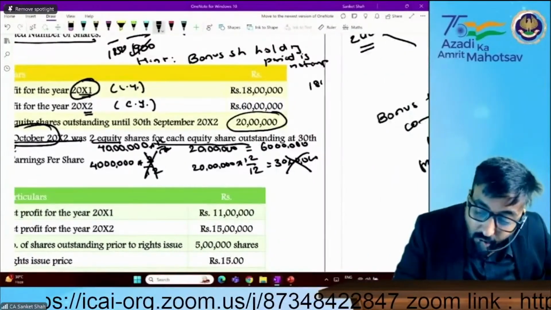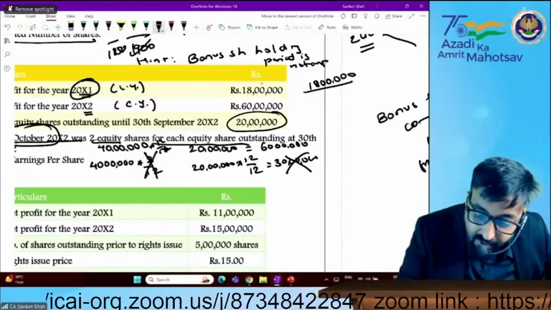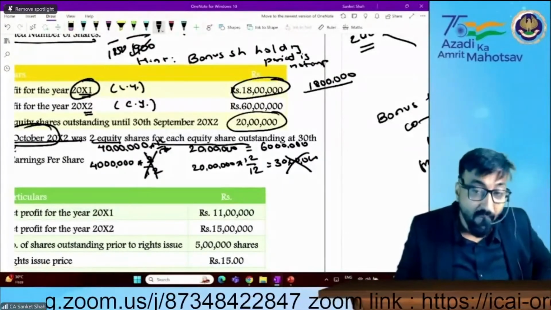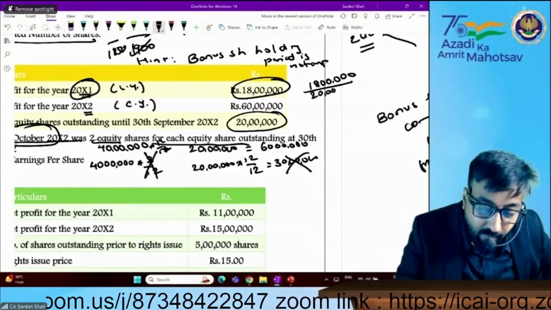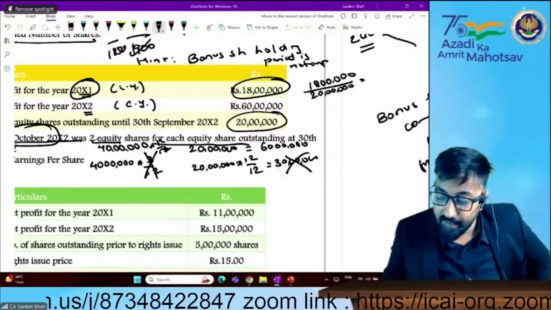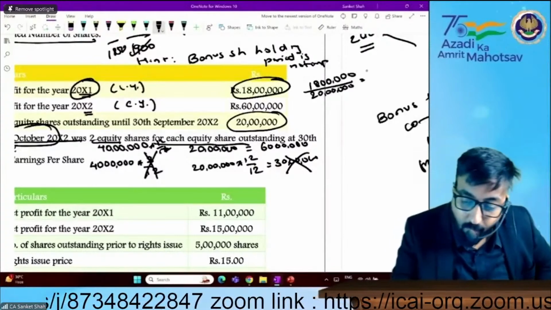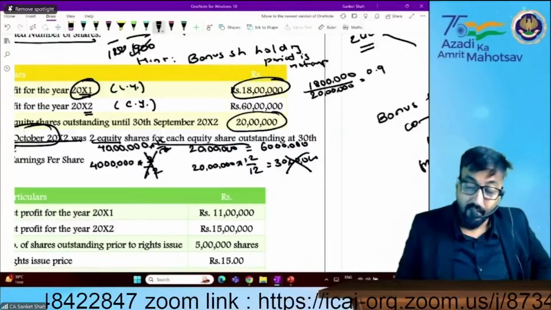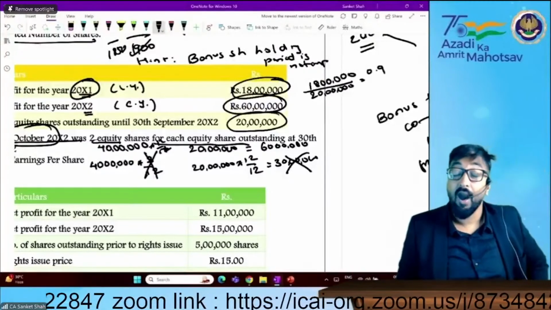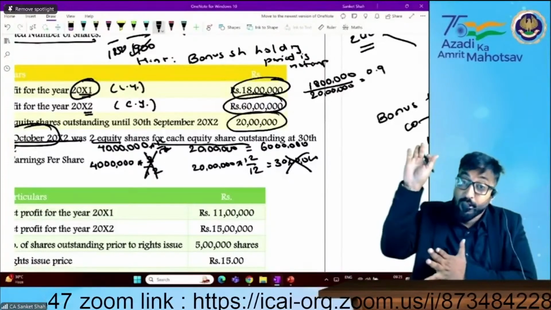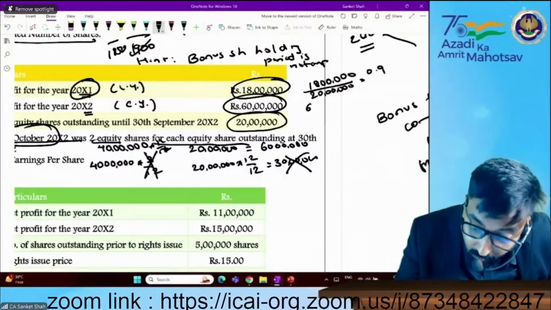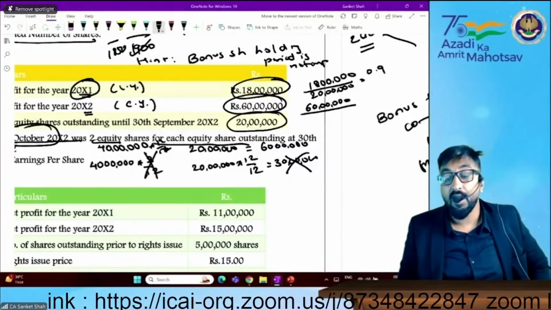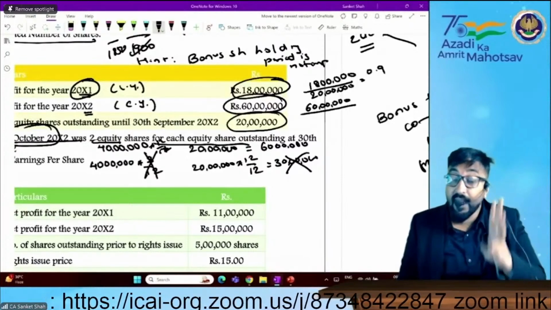If I calculate last year EPS, the profit is 18 lakhs. And in the last year, how many shares were there? 20 lakhs. So what is your EPS? 18 divided by 20, 0.9. Okay. In the current year, how many shares, how much profit? 18 lakhs over 60 lakhs directly. So 40 lakhs are the gain.